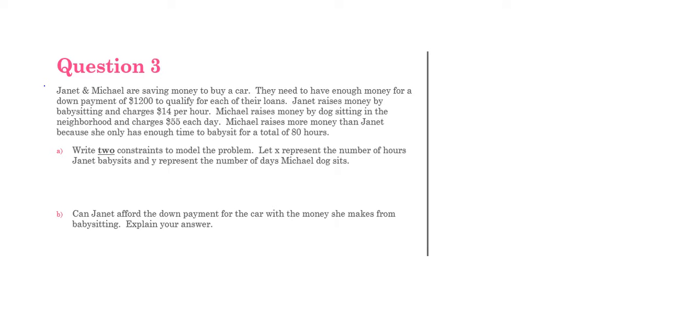Something I want to stress, because I don't think it's made overly clear in the actual question on the test, is that the two individuals who are saving money are each saving money to do the same thing, but they're not raising money together. So in this case, Janet and Michael each have to raise $1,200 to qualify for their loan. And in the example on your actual test, I believe the two individuals are going on a trip, and they're raising money separately to go on the trip. So they're not putting all the money together.